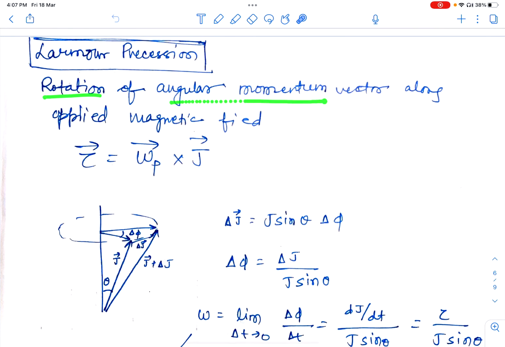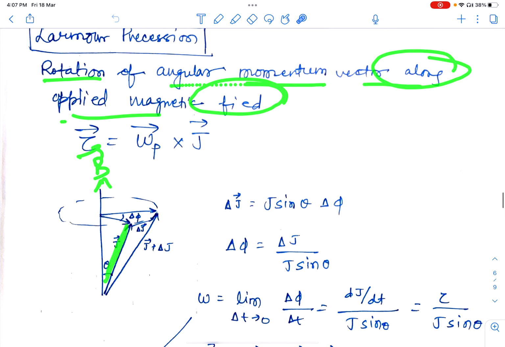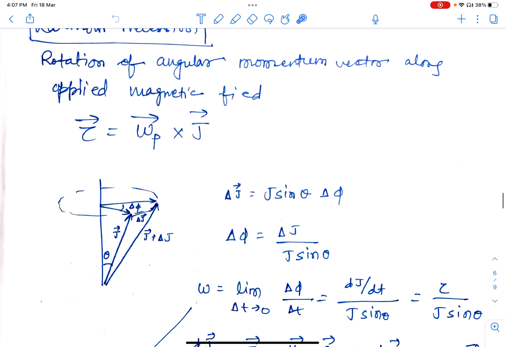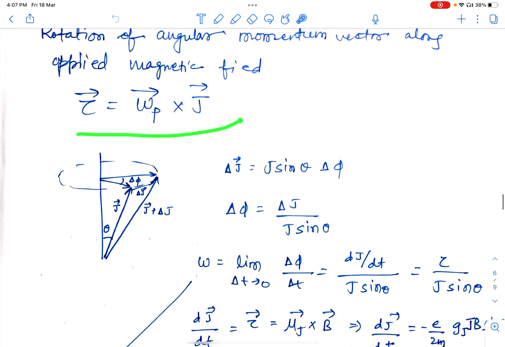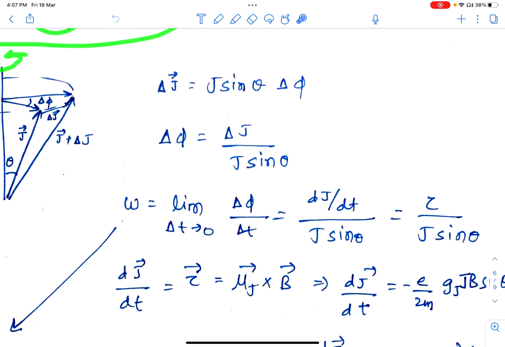Rotation of angular momentum vector along the applied magnetic field. There's a magnetic field, and the angular momentum vector is rotating. In this case, we have discussed those things. Torque is equal to omega cross j. We can also calculate this, and omega is the precessional angular velocity. So delta j is what we have drawn.